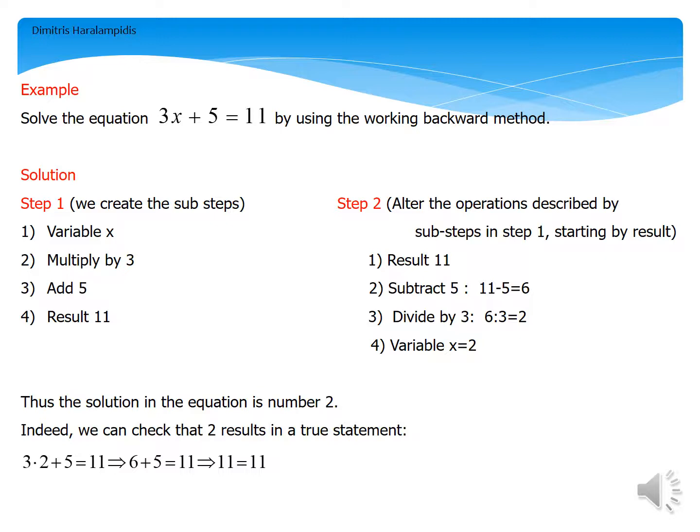In the second step, we must alter the operations described by substeps in step 1, starting by result. So we begin with the result, with number 11. Since we had to add number 5, this time we'll subtract number 5. So we have 11 minus 5 equals 6. Moving on, since we had to multiply by 3, now we'll divide by 3. So we'll have 6 divided by 3 equals 2.